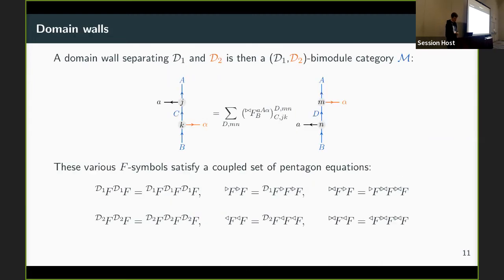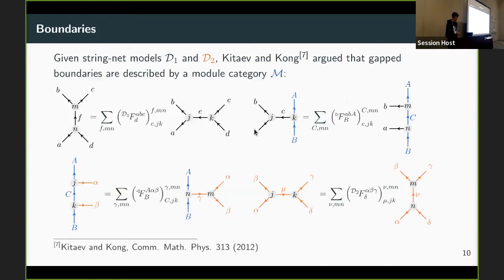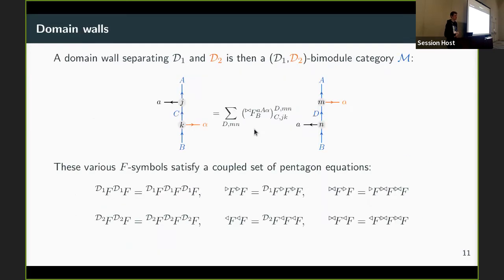So this is about boundaries. Now, what is a domain wall? A domain wall is when you have a boundary to the left of your string net model D1, to the right you have your string net model D2, and in the middle, these are compatible with one another. That comes with yet another additional condition, saying that this left boundary and right boundary are compatible. If you have this structure, then you have a domain wall. And this comes again with an F symbol. So in total, we have 5 different F symbols.